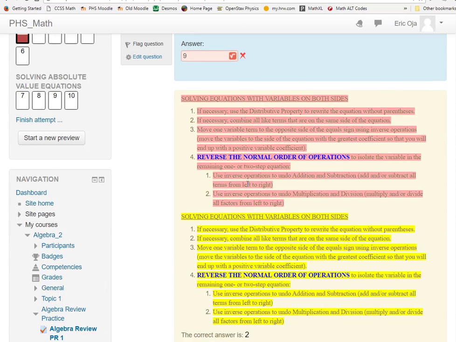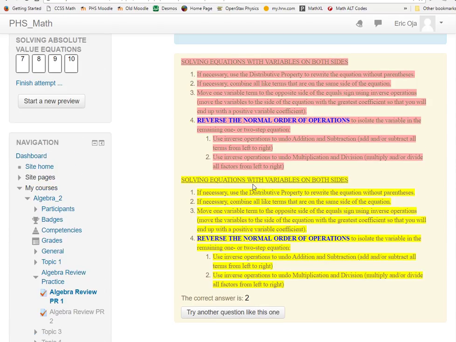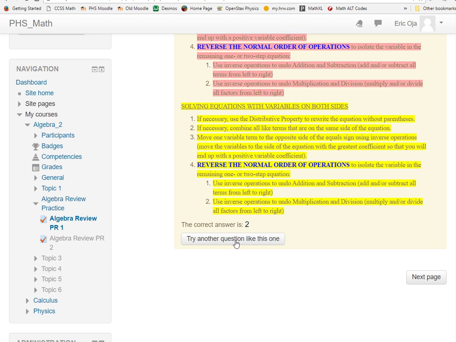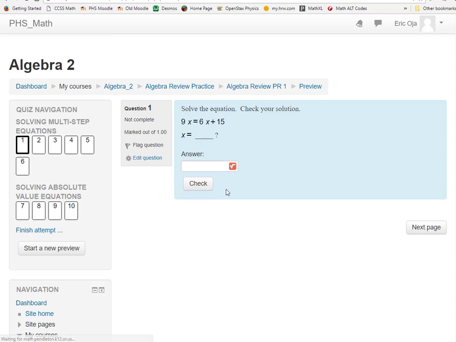Now, all this stuff down here, these are really old questions, but it's still kind of useful. This is just a quick reminder about what you do if you're solving an equation that has variables on both sides. It reminds you about the order of things that you do. More importantly, it tells you that the correct answer is 2 instead of 9, so I made a mistake. I just load another one up, and I can try again, right?